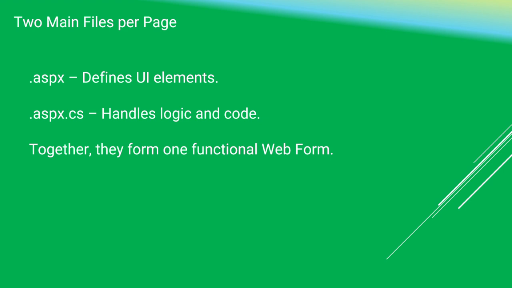Each WebForms page consists of two main files. The .aspx file contains all the user interface components, while the .aspx.cs file, also known as the code behind, contains the logic and behavior. The separation makes your project more organized and maintainable.